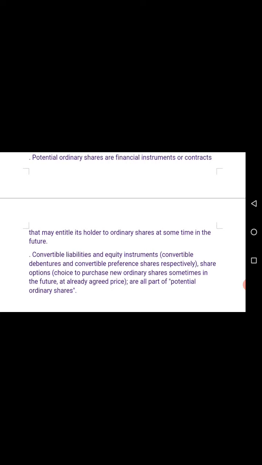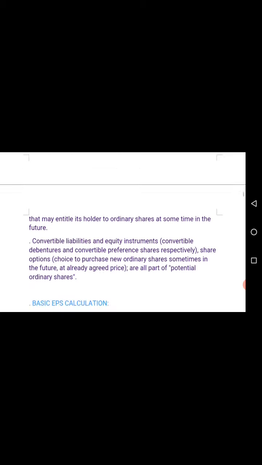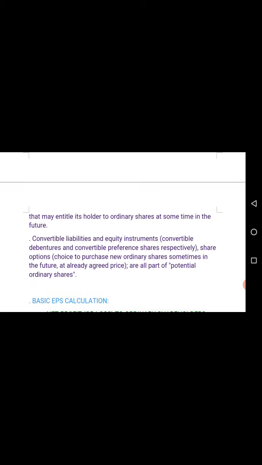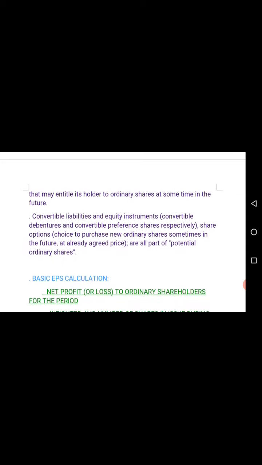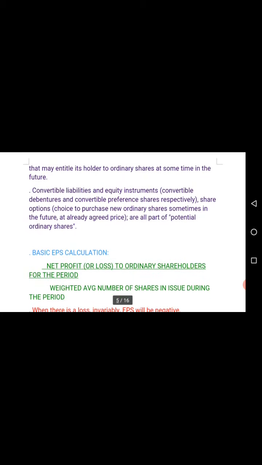So we gave examples here again: convertible liabilities and equity instruments. So we have convertible debentures and convertible preference shares respectively, share options, and examples of share options are choice to purchase new ordinary shares sometimes in the future at an agreed price, are all part of, in quotes, potential ordinary shares here. And we move to the basic EPS calculation.